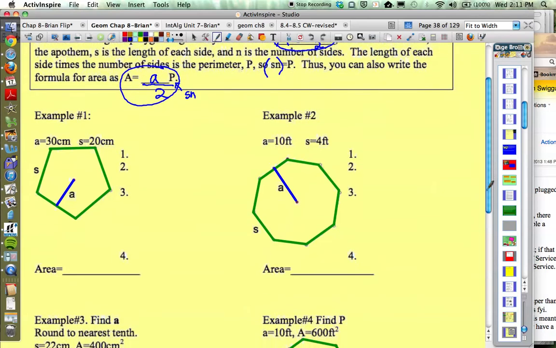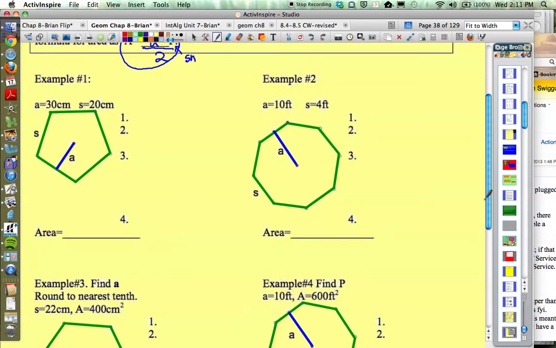Let's apply this in some examples down below. We've got a regular pentagon here, with the apothem and side length labeled. We're given that the apothem is 30 centimeters and the side length is 20 centimeters. Step 1, write out the formula: area is equal to a times s times n divided by 2.